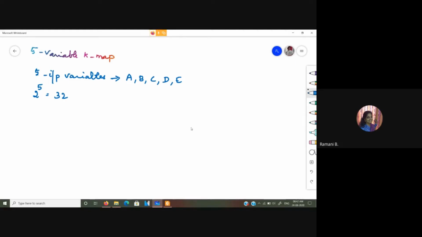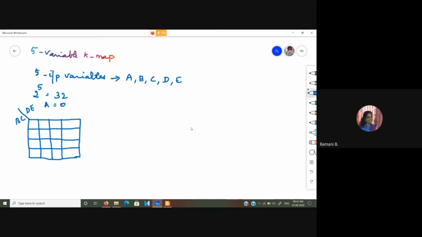So here actually you can draw the map in two different forms. That is, you can draw the 5 variable map as a combination of two 4 variable maps like this. So with the first 4 variable K-map, you will be having the combinations from 0 to 15. So let me take this as BC and DE, and let this be the map corresponding to A equal to 0.